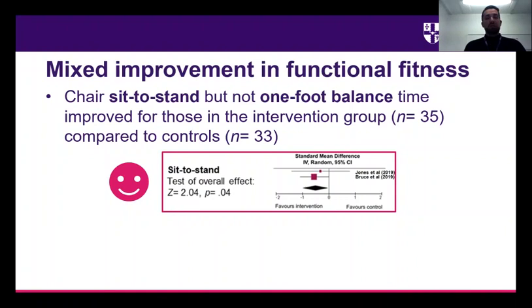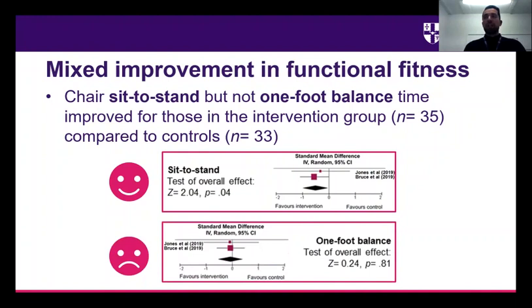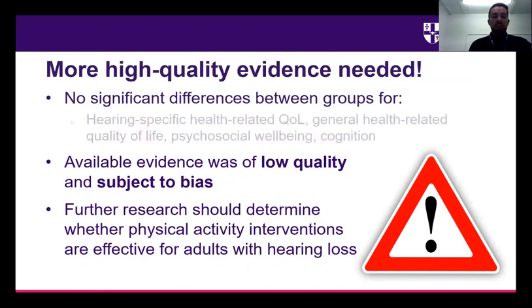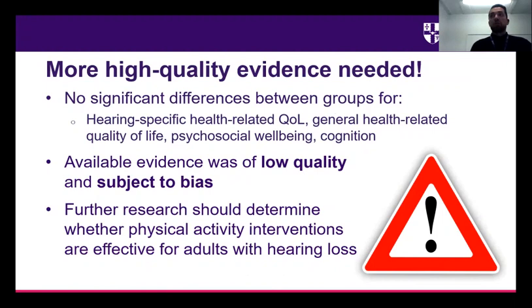However, the picture is a bit more complicated because if we supplement that with another functional fitness measure, the 1 foot balance test, we can see here that there's actually no difference. You'll see that all the points now overlap the zero line, the no effect line. So there's an unclear picture being painted from those two studies when pooled together. If we look at secondary outcomes, we couldn't do a meta-analysis because only one study measured these. Jones showed no significant differences for hearing specific health-related quality of life, general health-related quality of life, or psychosocial well-being. And Bruce et al.'s study showed no effect on cognition either.